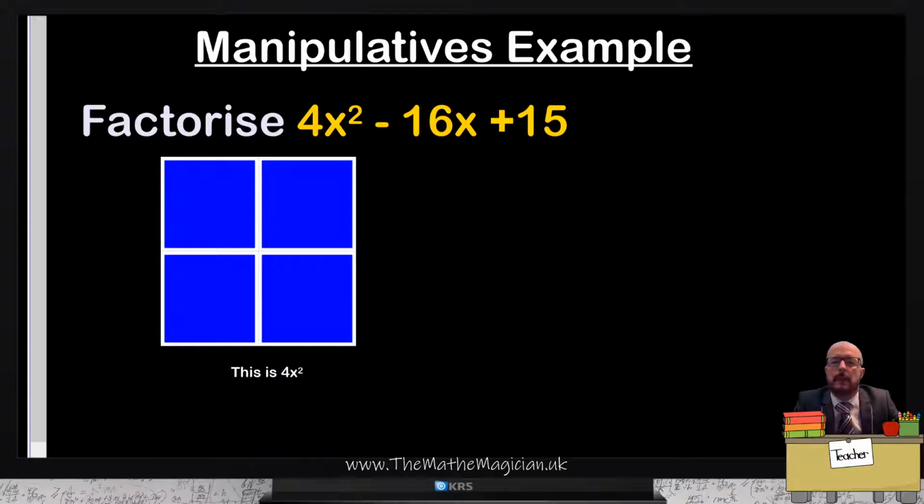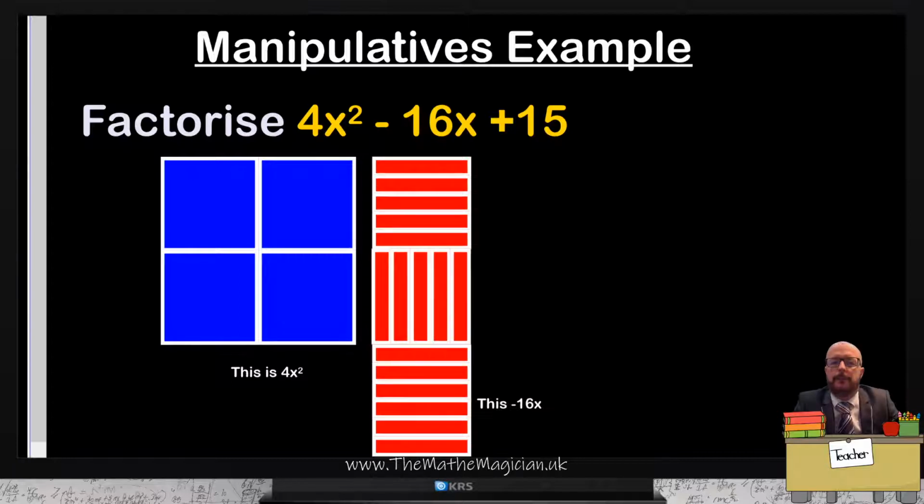Okay, so now we want a negative 16x. So this is what an x looks like, a rectangle. But this isn't a minus x, it's a plus x. So if you want it to be a negative x, it's red. We can have them horizontal like this, or we can have our x's vertical like that, as long as we've got negative 16 of them. So this is what that would look like. I've done some of them vertically and some of them horizontally, because it doesn't really matter.